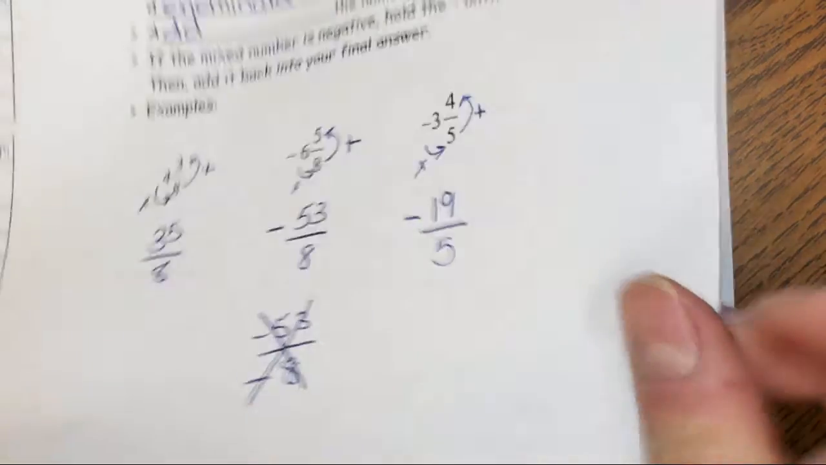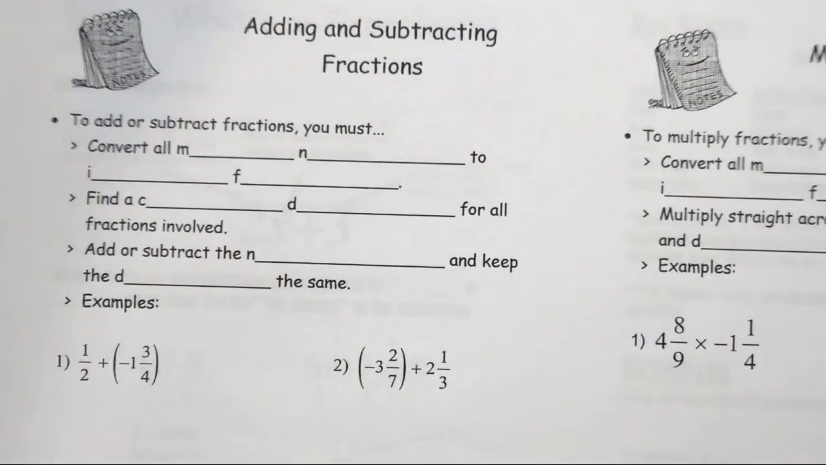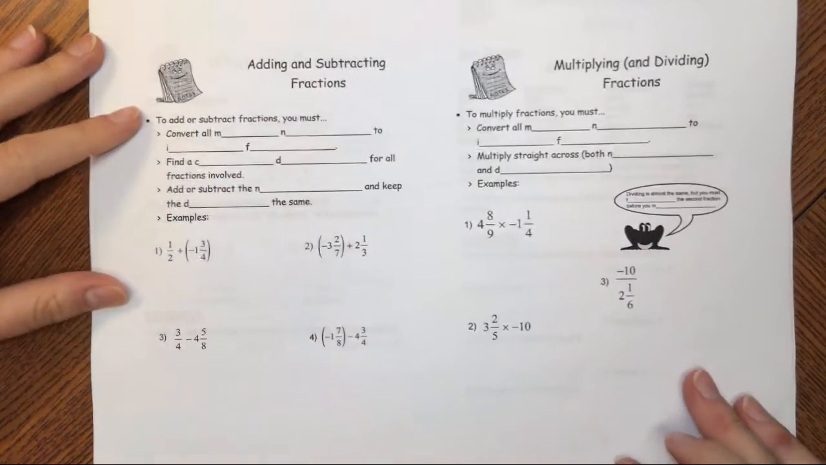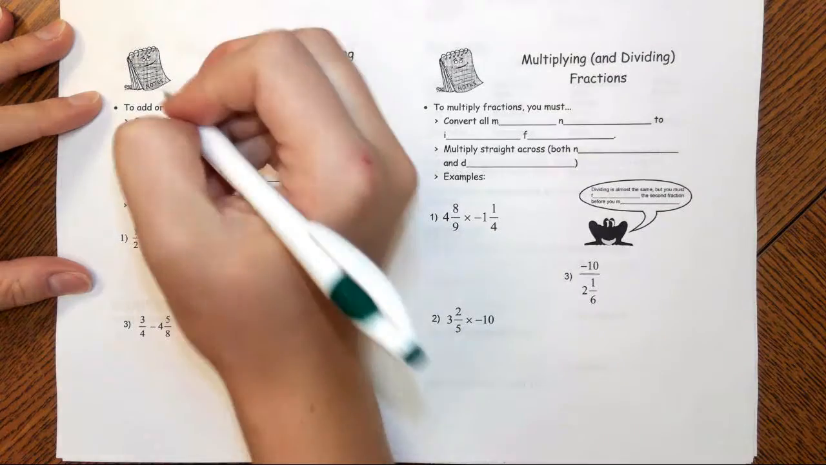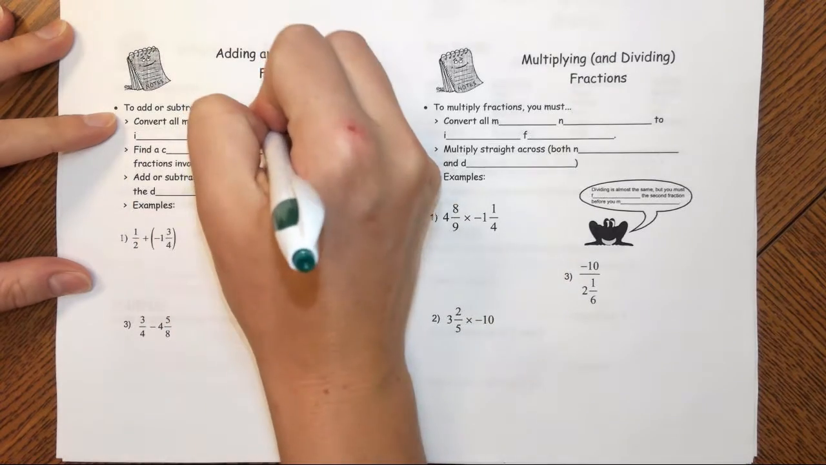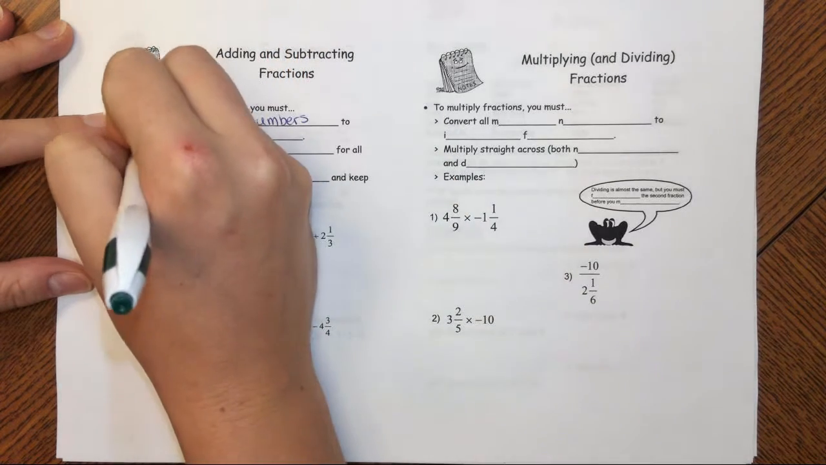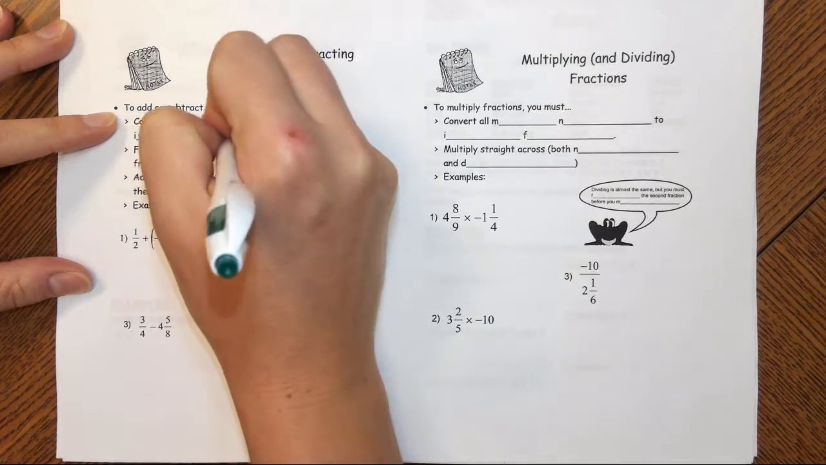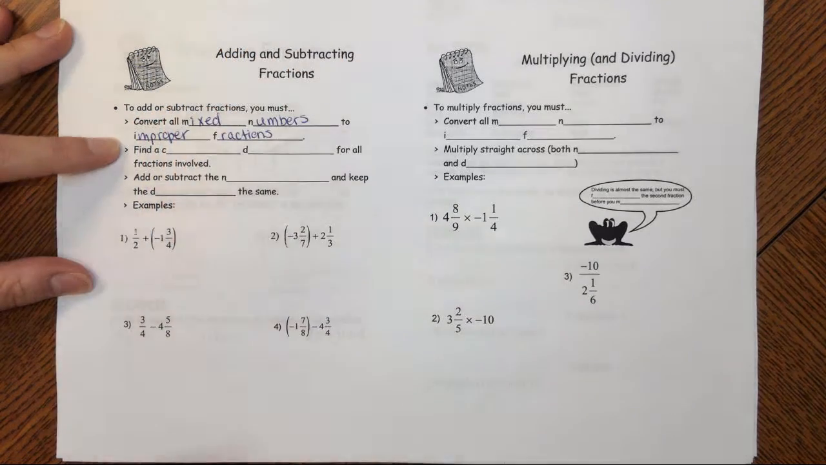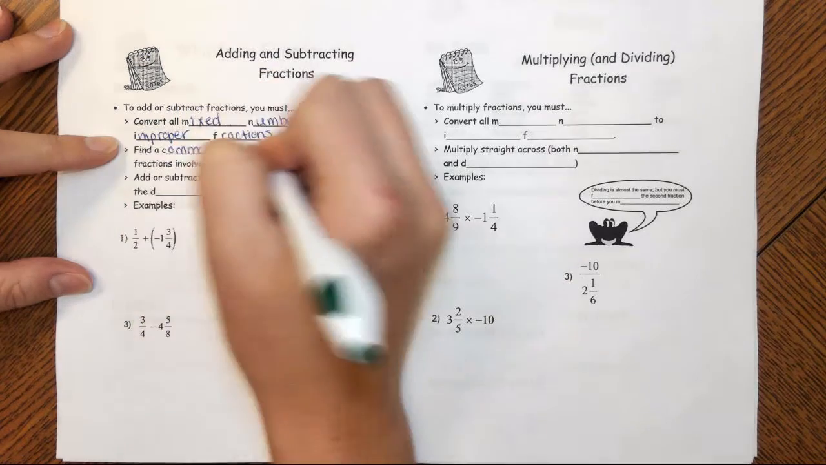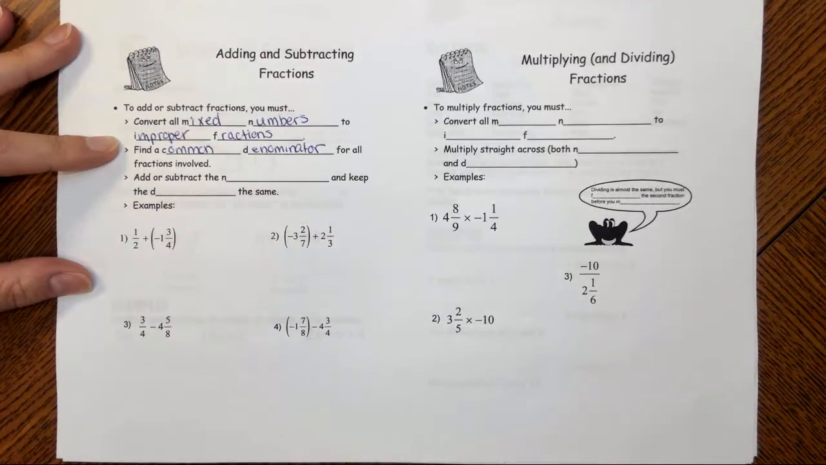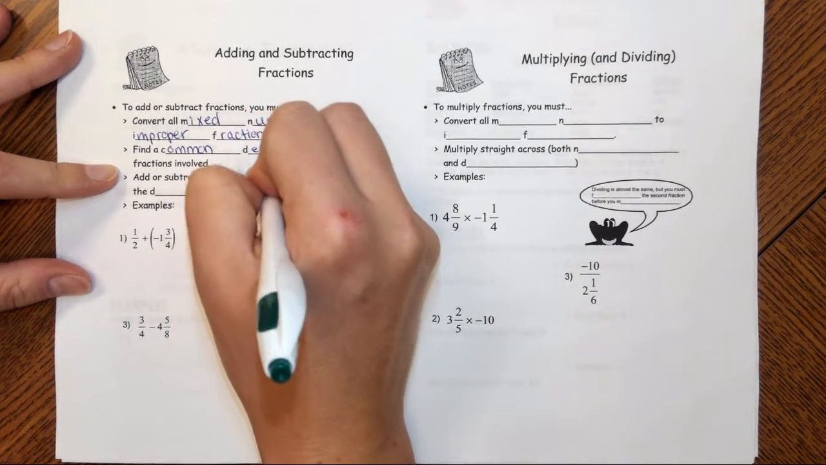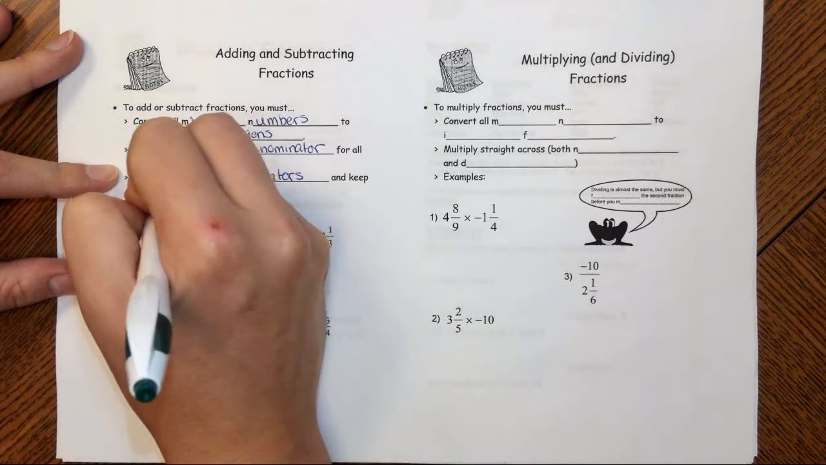All right. Next section is how to add and subtract fractions. Let me zoom this back out a little bit. All right, adding and subtracting fractions. So to add or subtract fractions, you must first convert all mixed numbers to improper fractions. Then we need to find a common denominator for all fractions involved. We add or subtract the numerators, and we keep the denominators the same.